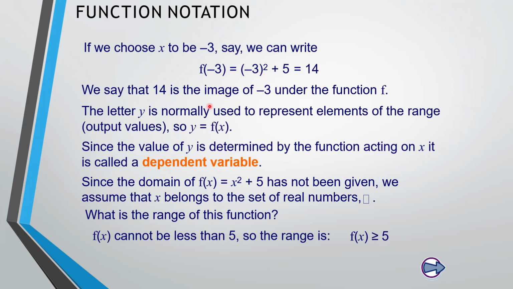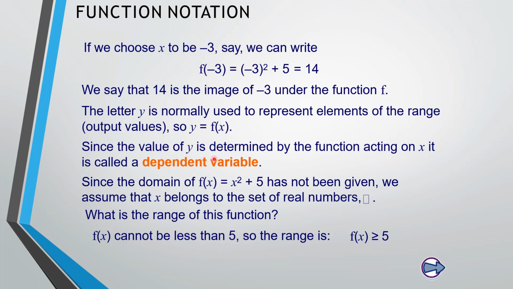We say that 14 is the image of minus 3 under the function f, and we also say that 14 is the output of minus 3. Minus 3 is an input which lies in the domain, and 14 lies in the range. The letter y is normally used to represent elements of the range, so y equals f of x. Y is simply written in place of f of x.